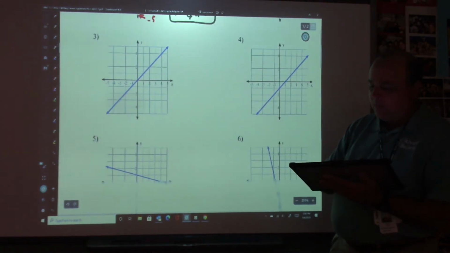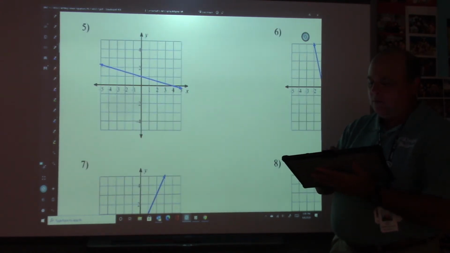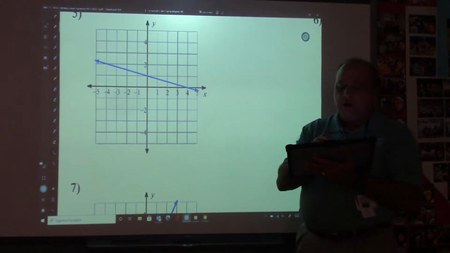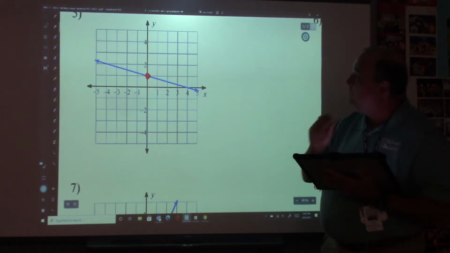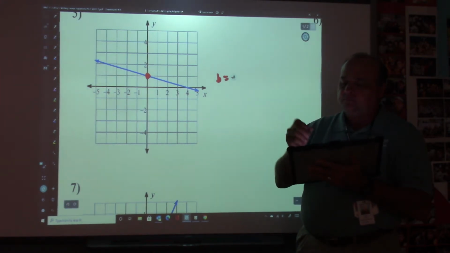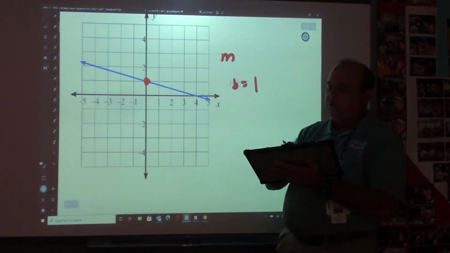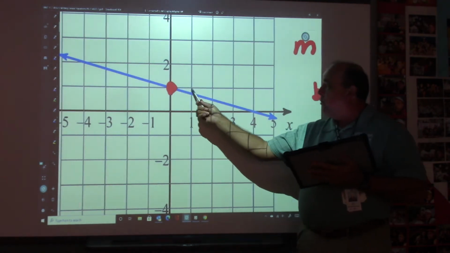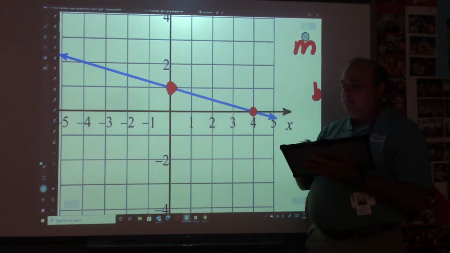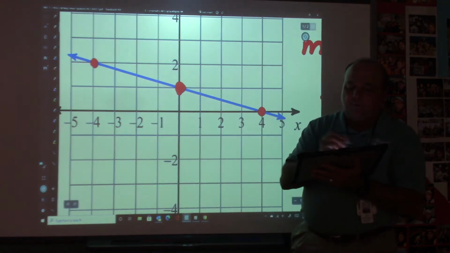Okay, let's do number 5. On number 5, the first thing we want to do is dot the y-intercept. So I'm going to put a dot right here. So my y-intercept, if I want, I could go over here and put b equals 1, right? Now we have to find the m, don't we? So I'm going to go to this line and zoom in so we can see. The line doesn't cross here, here, but right here it goes through that grid point, doesn't it? So I'm going to dot this one. Now I could go backwards up here and it goes through this dot too, doesn't it? So I'm going to dot every single grid point I can.